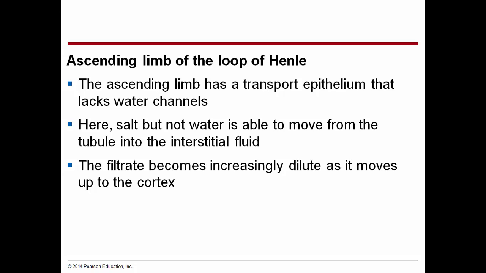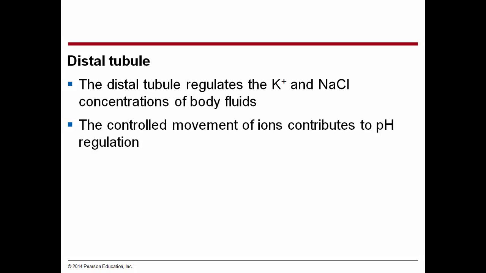The ascending limb of the loop of Henle. The ascending limb has a transport epithelium that lacks water channels. Here, salt but not water is able to move from the tubule into the interstitial fluid. The filtrate becomes increasingly dilute as it moves up to the cortex. The distal tubule. The distal tubule regulates potassium and sodium chloride concentrations of body fluids. The controlled movement of ions contributes to pH regulation.